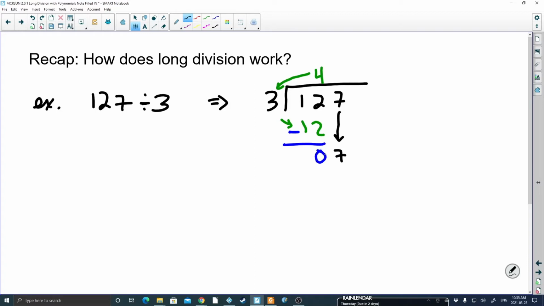Now in this case we had a 0, so it's just going to be 07, but if this number had been a 1, you'd now have a 17 down here. So you're joining it together with these 2 digits. And then you ask yourself the question again, how many times does 3 go into 7? Well, 3 goes into 7 twice, so we're going to put a 2 here. We're going to multiply down. 2 times 3 is 6. And then we're going to subtract 7 minus 6, which is 1.